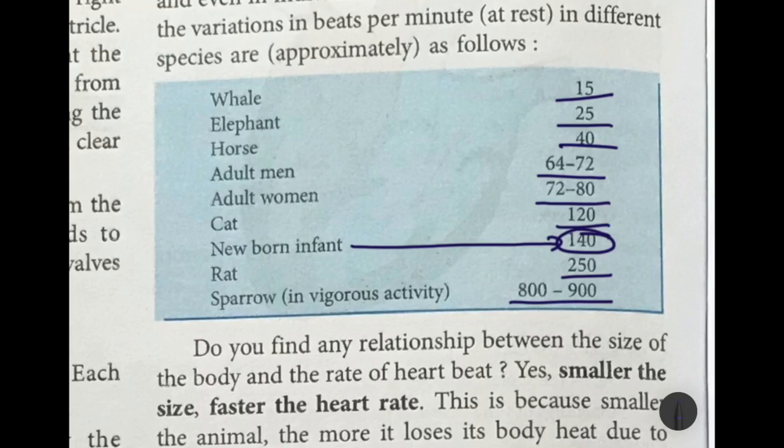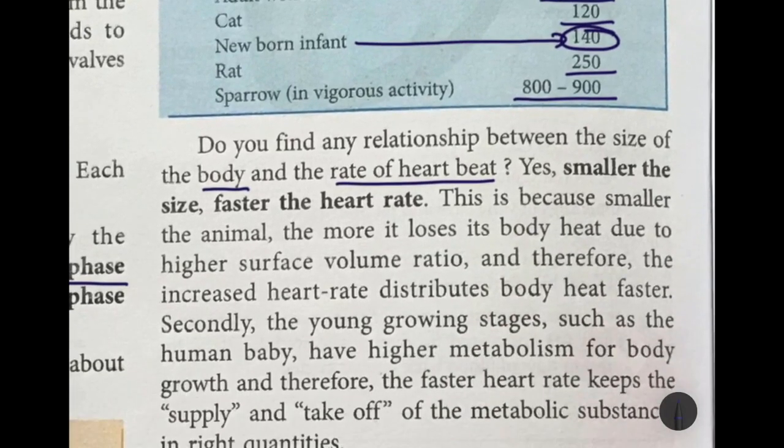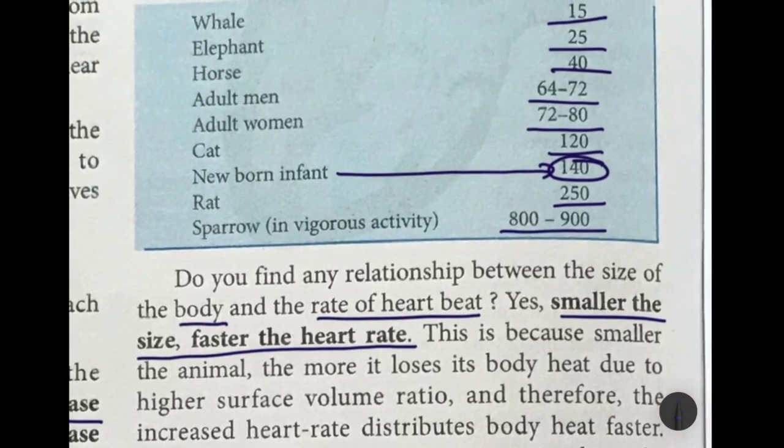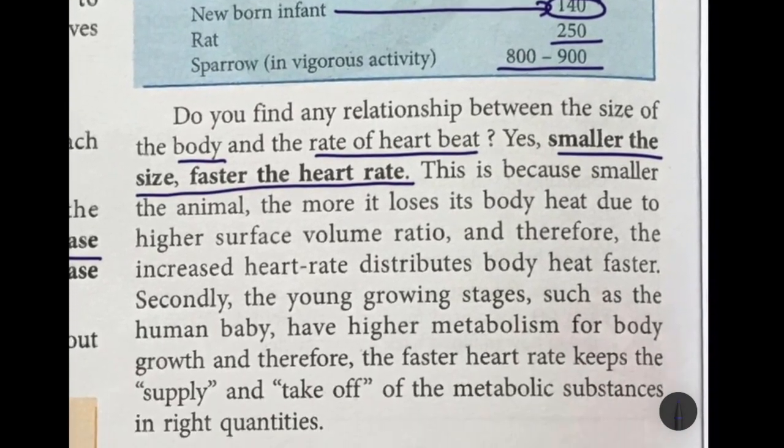Okay, now do you find any relationship between the size of the body and the rate of the heartbeat? Answer is yes. Smaller the size, faster is the heart rate. So here only you saw a newborn infant 140 beats per minute. That means the size is smaller. Okay, in an adult between 64 to 72, or in women it is 72 to 80.